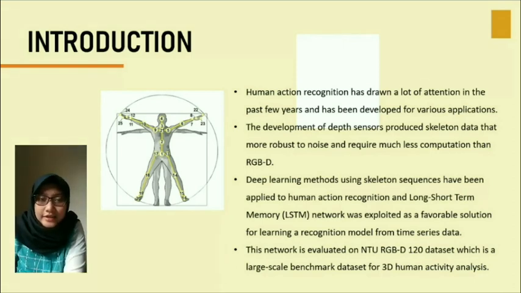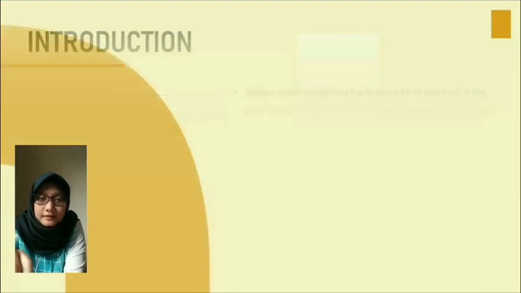This research is not using primary data, but an existing dataset, which is the NTU-RGBD dataset, a large-scale benchmark dataset for 3D human action recognition. It consists of about 100,000 RGBD videos captured from 106 distinct human subjects. There are two evaluation benchmarks that are used. First is the cross setup and the second is the cross subject.